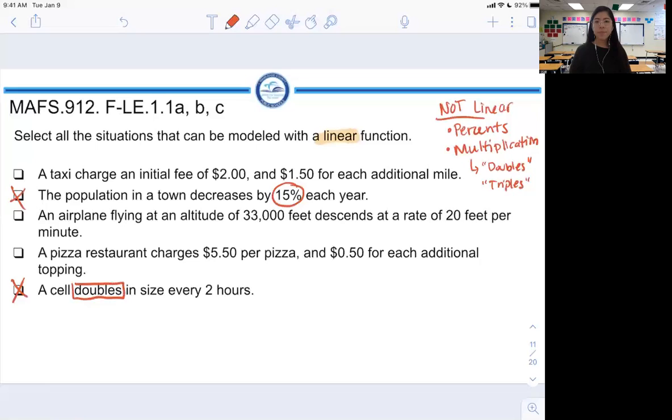I have problems with word problems. Word problems are definitely sometimes the hardest ones, but we've been working a lot.